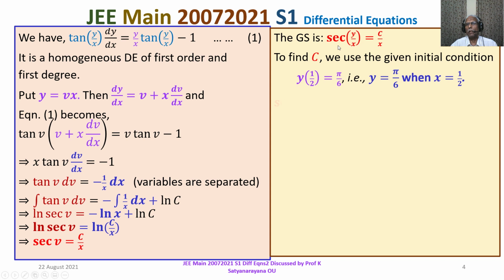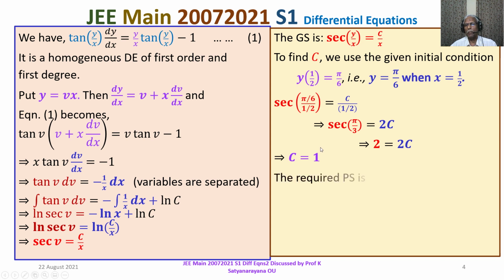So secant of y by x, with y pi by 6 and x 1 by 2, is equal to c by x, with x being 1 by 2. So this will imply secant pi by 3 is equal to 2c. Secant pi by 3 is 2, so 2 is equal to 2c. 2 cancels, and we will get c is equal to 1. So thus we get a particular solution. The particular solution is secant y by x is equal to 1 by x.